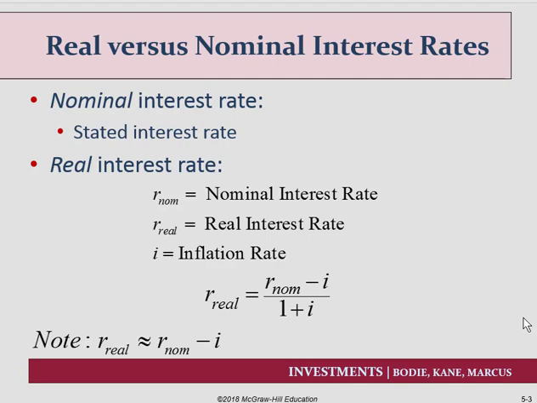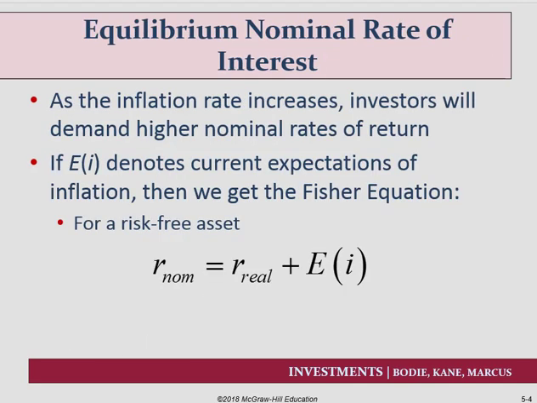The real interest rate is created by supply and demand. It is influenced by inflation. And we have a formula here. The real rate is the nominal rate minus inflation, divided by 1 plus inflation. We can do a shorthand approximation, and you just take the nominal rate minus inflation. But let's continue on and look at some other things we might be interested in.